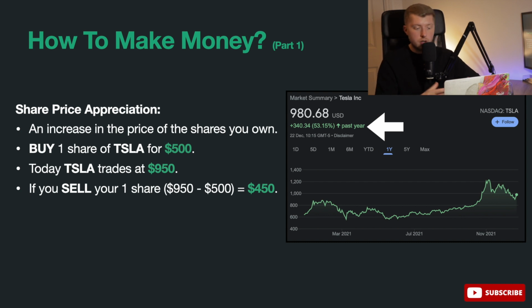And as you can see over on the right hand side, I've highlighted Tesla's current market price and how it's performed over the course of the past 12 months. You can see it's provided a 1-year return on investment of 53.15% and has actually gone up in value to the tune of $340. So that's the first way in order to make money from the stock market.